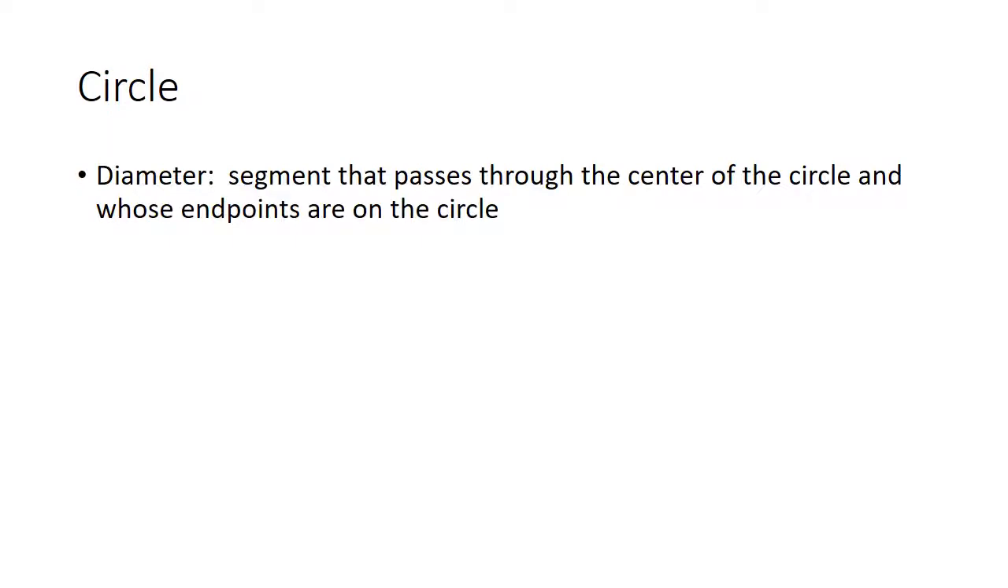For circles, slightly different. So a circle here, you've got your center of your circle. By definition, a circle means that every point on the outside line is the same distance from your center. The diameter is going to be a segment, if I can draw a straight line, that goes from one side of the circle to the other through the center, all right? And it could be anywhere on the outside of the circle, but it has to go through the center. So if it doesn't go through the center, it's not a diameter.